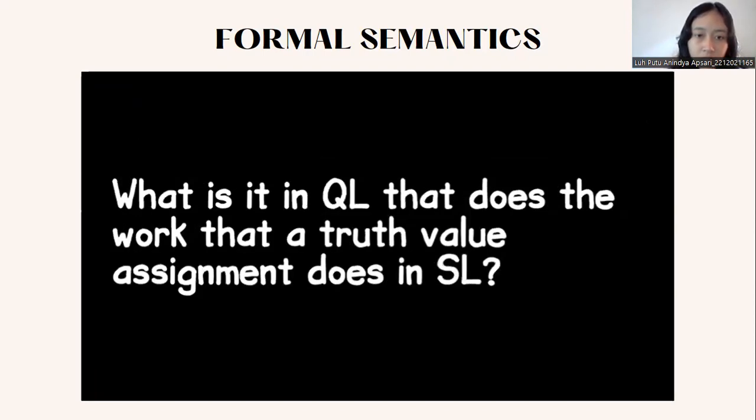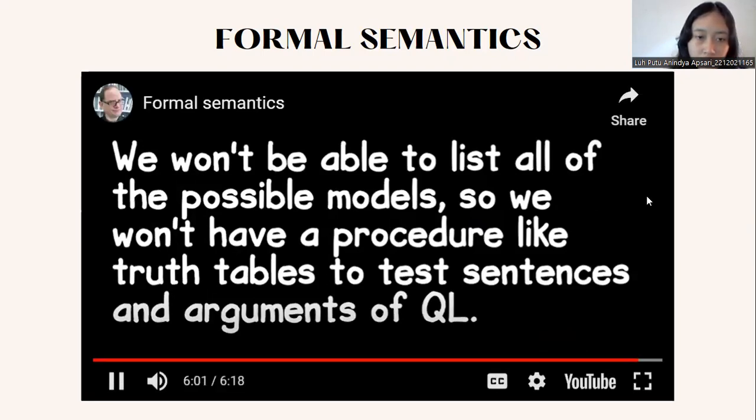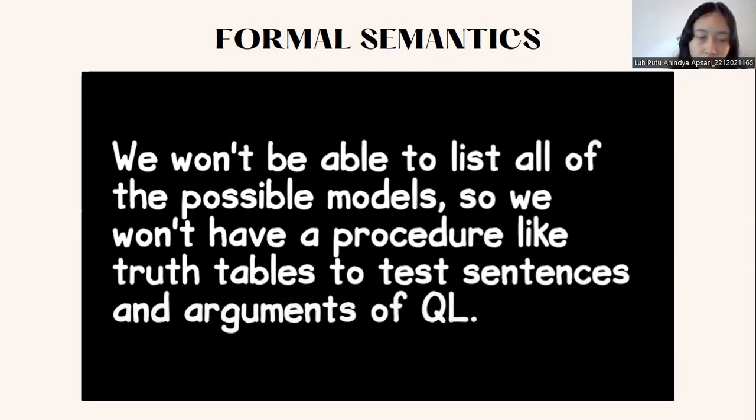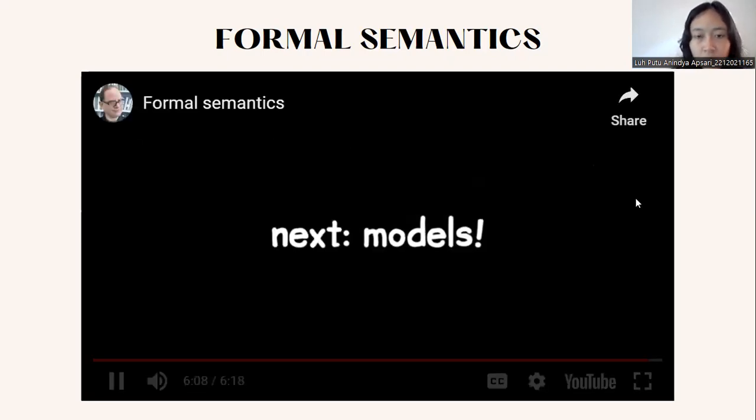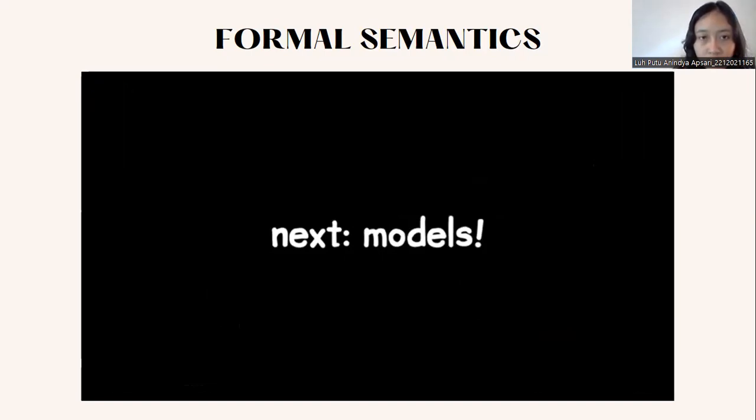What we want to know now is, what is it in QL that does the work that a truth value assignment does in SL? The answer is going to be a model. We won't be able to list all of the possible models, so we want to have a procedure like truth tables to test sentences or arguments of QL. That's something we'll see later. This video has been mostly conceptual, but it's meant to motivate what we do next. We're going to develop models and a semantics for QL.